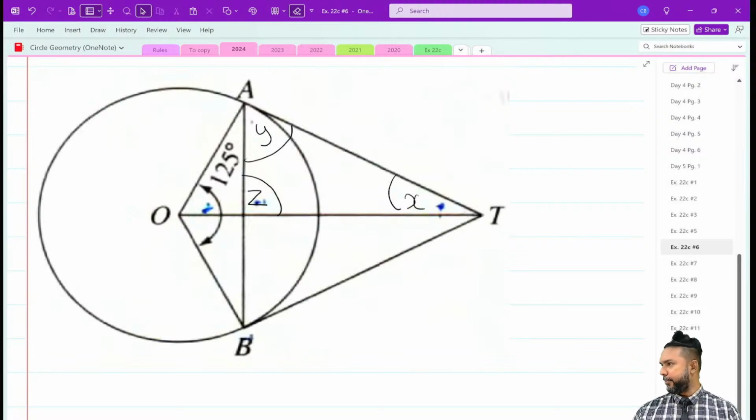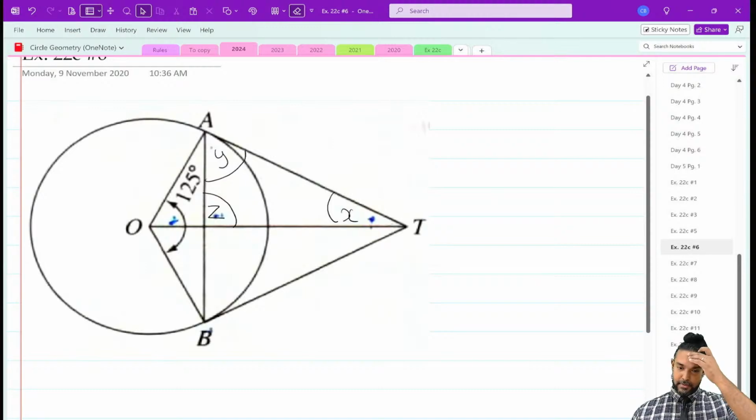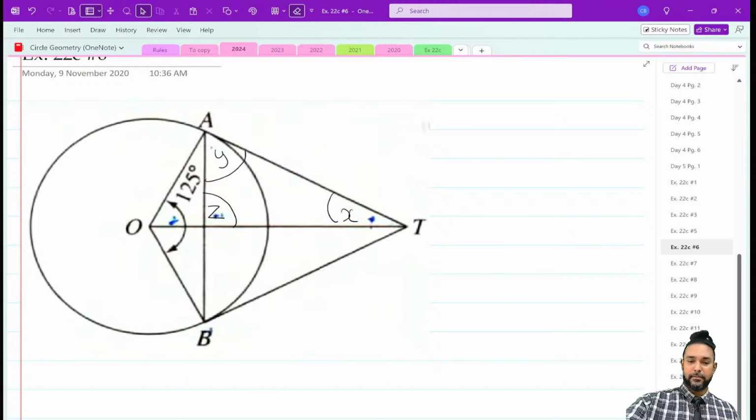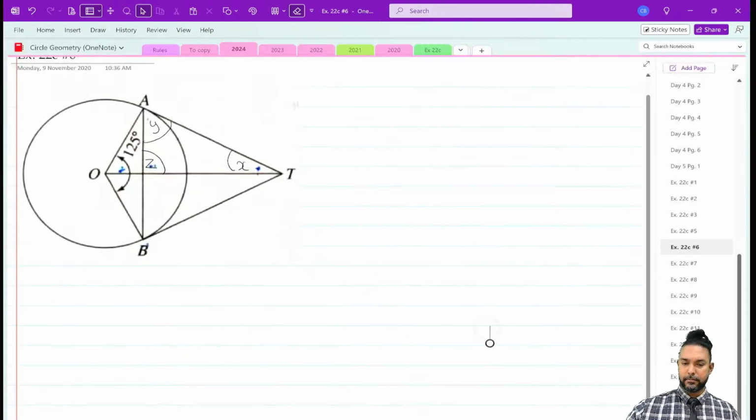Alright, so I want to deal with this one so we could wrap up and go home. I wanted to do one more, but I think I'll call it off on this one. Check it out.